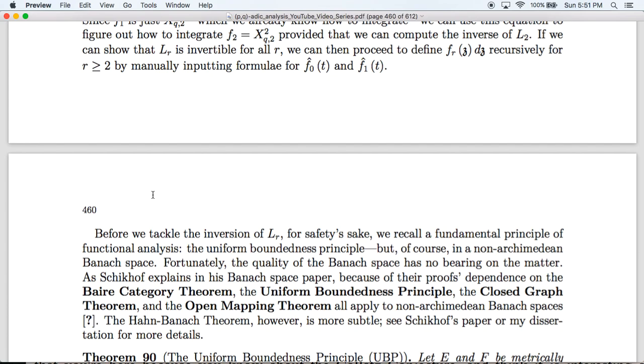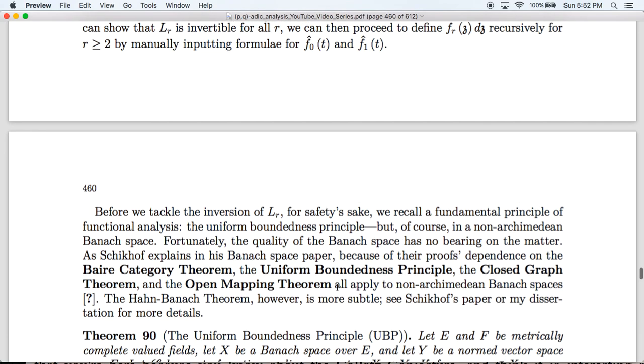As Shikov explains in his Banach space paper, the references in the description, because the fundamental results of functional analysis depend on the all-important Baire category theorem, the uniform boundedness principle, the closed graph theorem, and the open mapping theorem will apply in any Banach space, whether it's Archimedean or non-Archimedean. Surprisingly, the Hahn-Banach theorem is a bit more problematic in the non-Archimedean case, and Shikov's paper or my dissertation give a more detailed discussion of that for those who are interested.